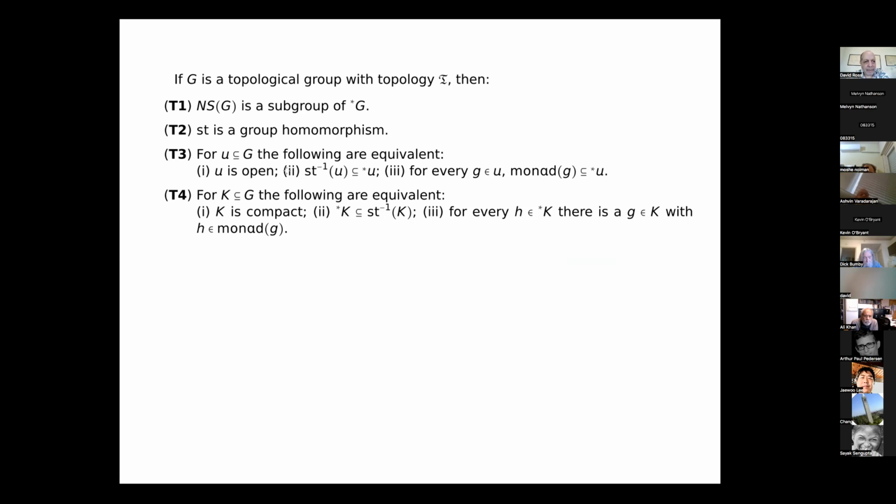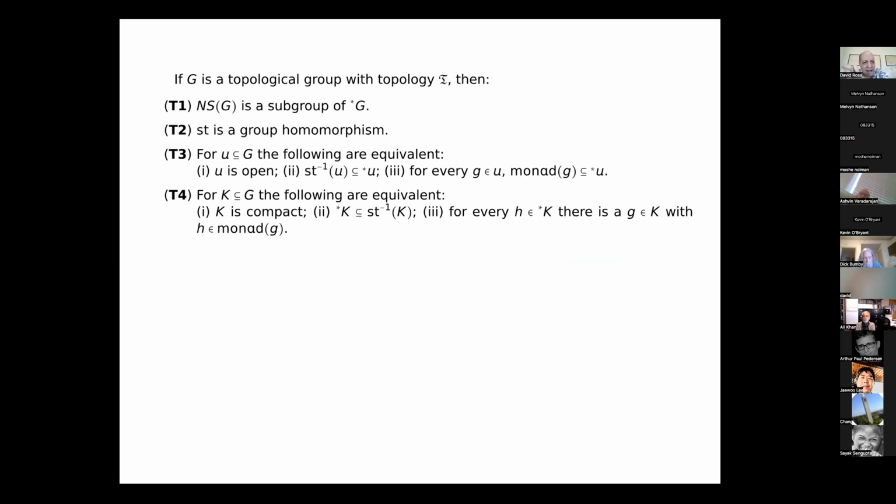The following are true for any topological spaces. If U is in G, being open is equivalent to saying that the standard part inverse of U is a subset of the star of U. Or the monad of G is in the star of every open set containing G. So if you have a standard element and an open set containing it, and you look at something in the non-standard universe infinitesimally close to that G, it's going to be in star of U. So that's true for open subsets of G. In fact, that's a characterization of open subsets of G.